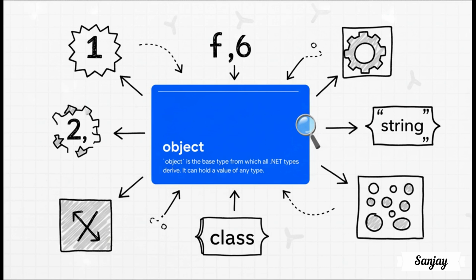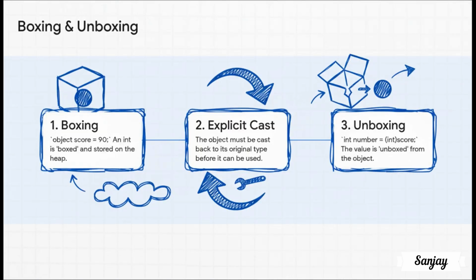This gives you some incredible power to do things like build APIs or collections that need to handle a mix of different data types. But, and this is a big but, all that flexibility comes with a hidden cost. When you take something simple, like an integer, and put it into an object, the system has to perform a little dance called boxing. It wraps that value up in an object wrapper and moves it over to the heap. Then, to get your number back, you have to explicitly unbox it. All of that wrapping and unwrapping takes extra CPU cycles and memory.